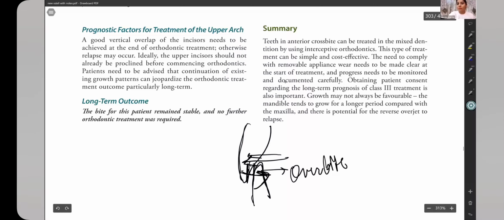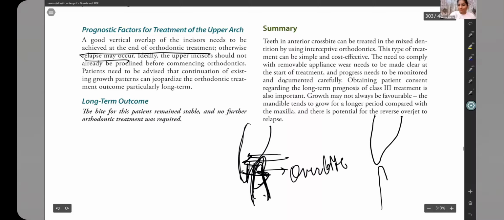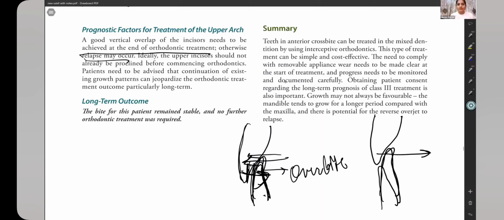So these teeth will not tend to move back palatally because of a natural stop in form of lower anterior teeth. So this needs to be achieved at the end of this treatment, otherwise a relapse may occur. So if you are only proclining them, but there is no vertical overlap, then these teeth will go back forward. So you need to have an overbite for these teeth to act as a stop and act as a retentive feature, right?